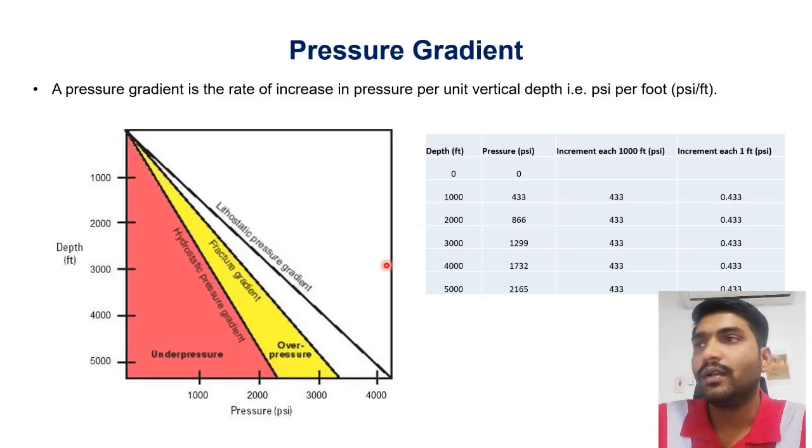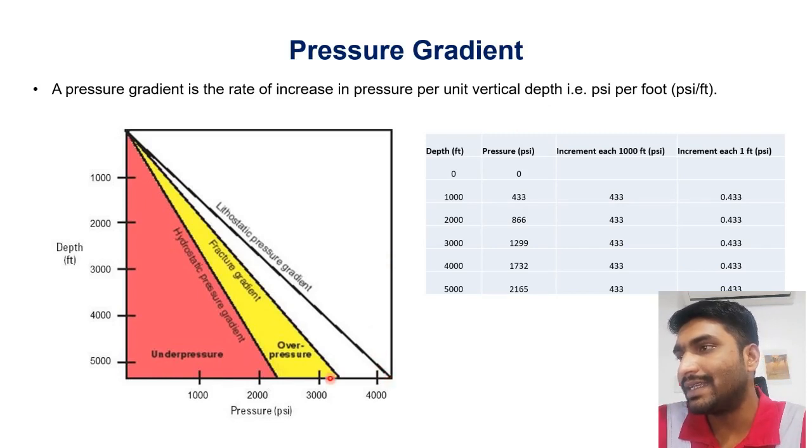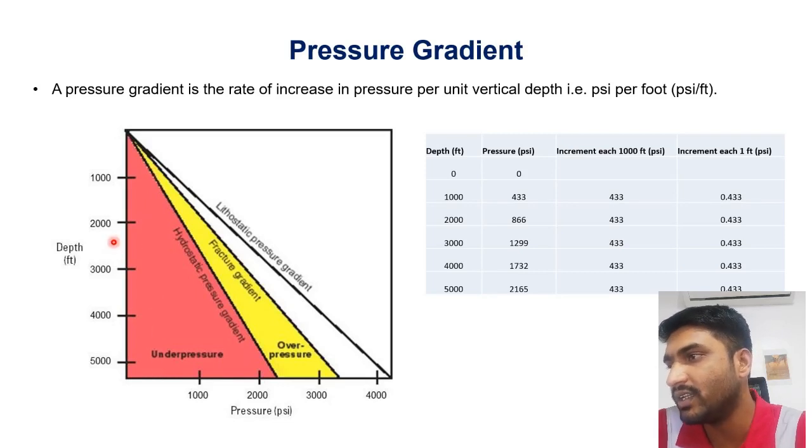Okay. So this pressure gradient is indicated in the oil and gas industry in the form of this chart. In this chart, on the vertical axis we have depth, and on the horizontal axis, that is the x-axis, we have pressure. As you can see, when the depth is increasing from 0 to 5000, the pressure is increasing, and it is indicated by a linear line. When the depth is 1000, we have pressure 433, then the depth is 2000 and our pressure is 866. So as the depth increases, the pressure increases accordingly.